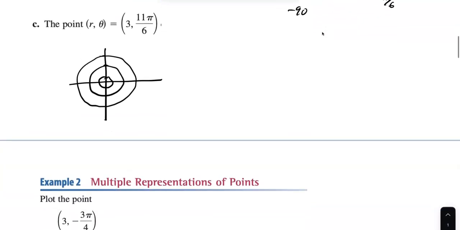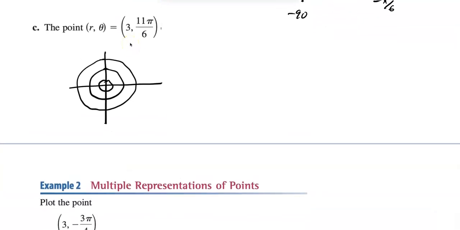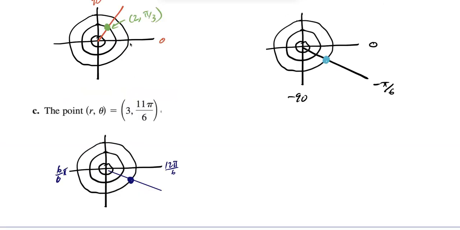And the next one, 3 and 11 pi over 6. Well, 11 pi over 6 is probably the same spot. This is 6 over 6, this is 12 pi over 6, and then 1 less. So same spot, and we're going to go 3. So right there.